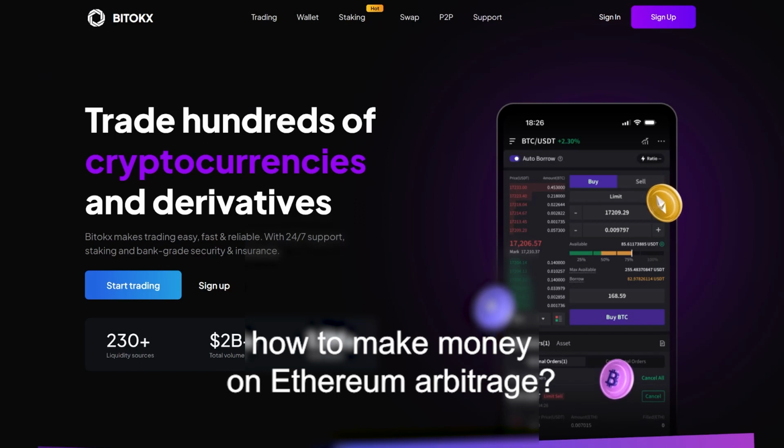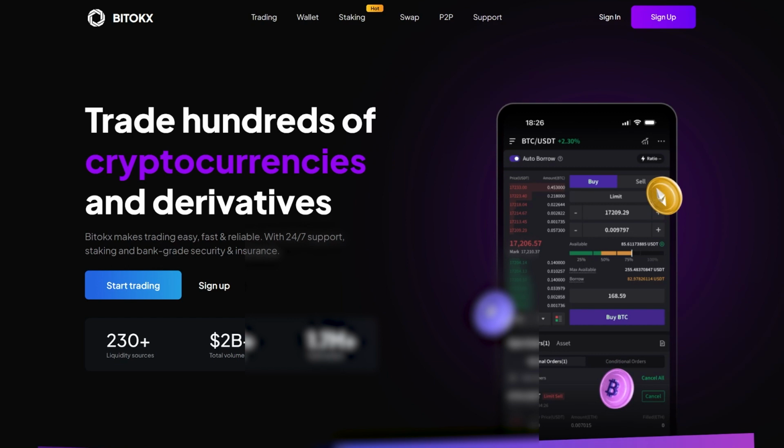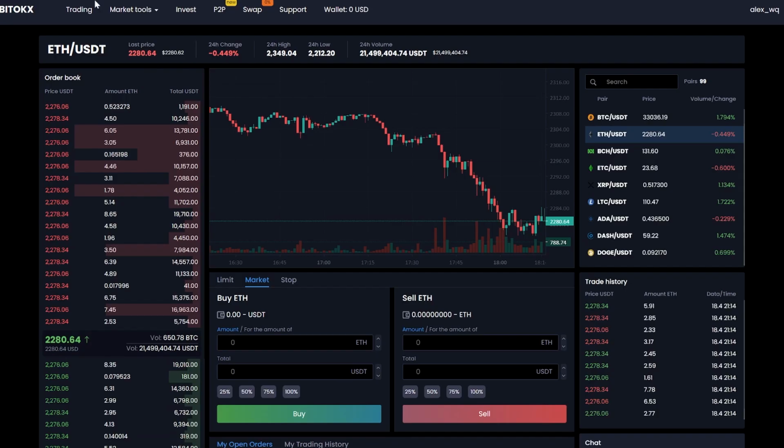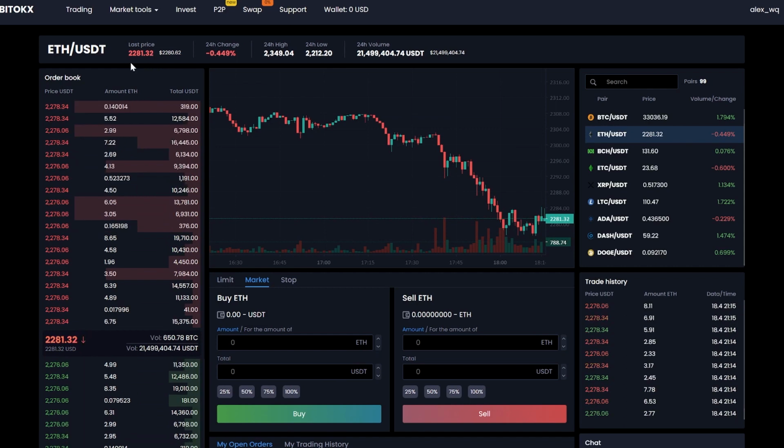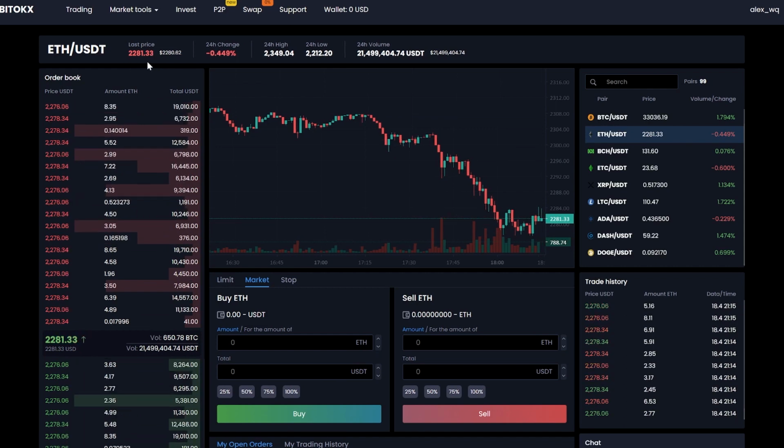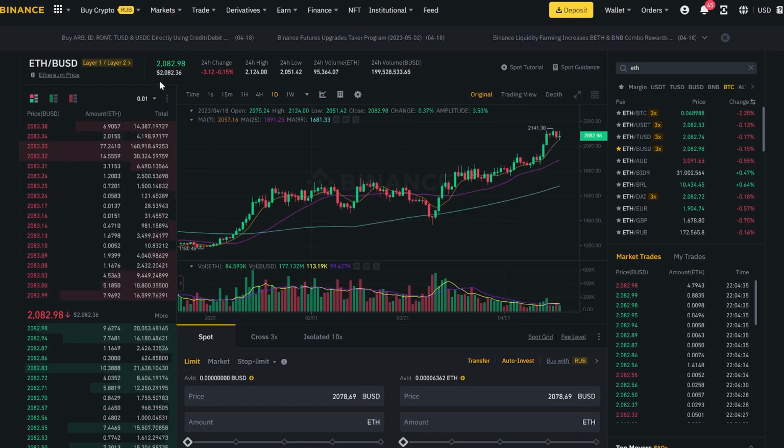Hello. Today I will show you how to earn 10% profit using Ethereum arbitrage on the BITOKX exchange. As you can see, the Ethereum exchange rate on this exchange is much higher than on other exchanges such as Binance.